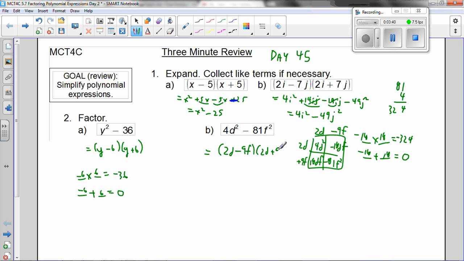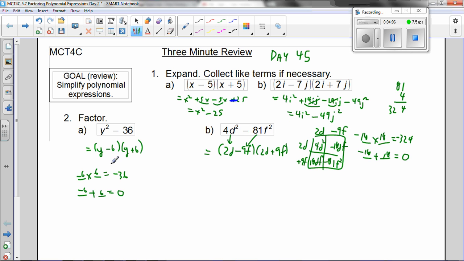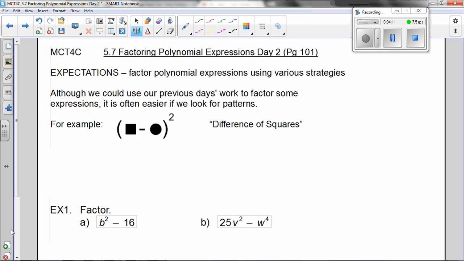Do you see and remember the pattern? This first term is just the square root of that first term. That second term is the square root of that second term. And the second bracket is exactly the same with the opposite sign. That's the difference of squares pattern, and that's what we're up to today. Now notice that although we could have used our previous day work to factor some expressions, it's often easier to look for patterns. So I played like a dummy and did it the old way, but once we know this pattern, it's pretty easy.